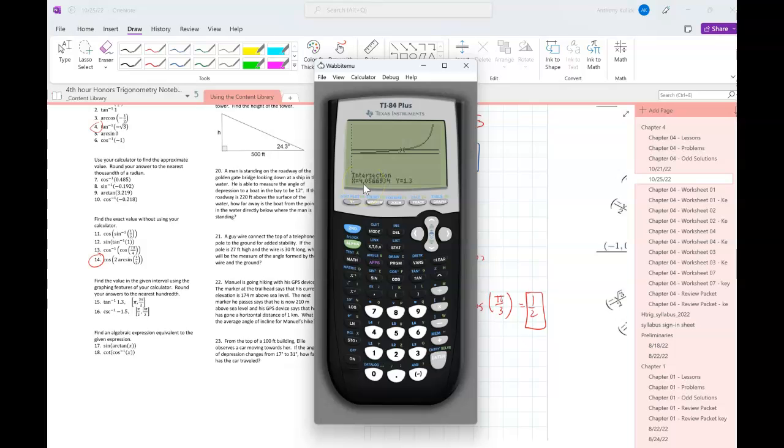Ballpark. Do you do it the other way? Yeah, you could do it the same way you did in worksheet 2. That's fine also. You're accomplishing the same thing. It's just another way to do it. All we're doing is graphing and finding the intersection.